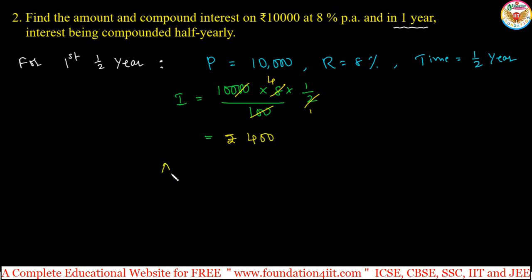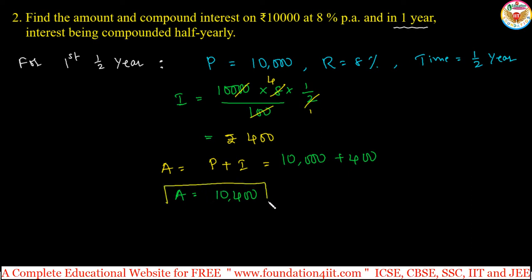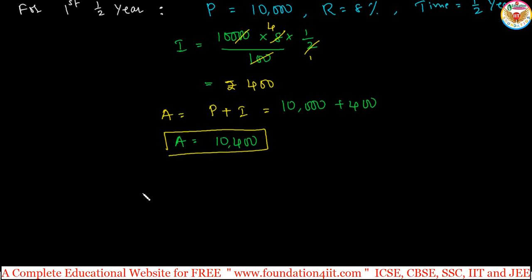Then amount is equal to P plus I, principal plus interest. That is 10,000 plus 400. So therefore amount is equal to 10,400 at the end of the first half year. Now according to the rule, this will become the principal for the second half year, since it is compounded half yearly.